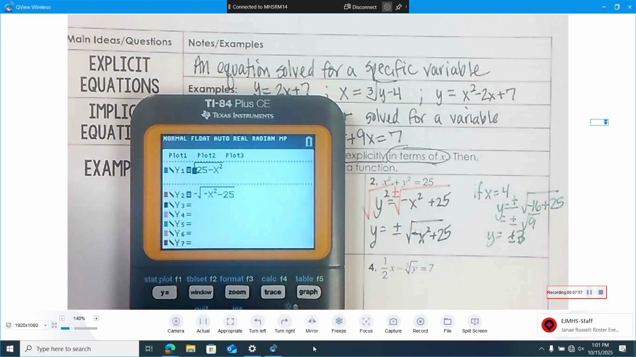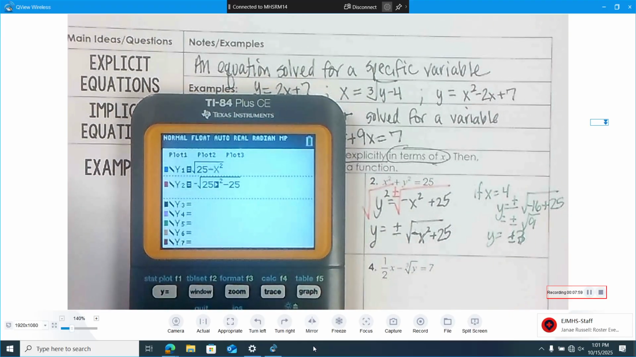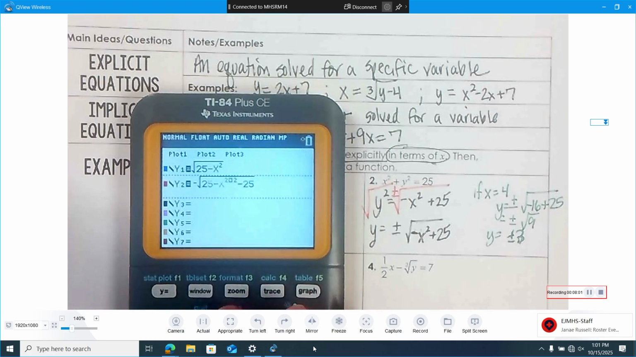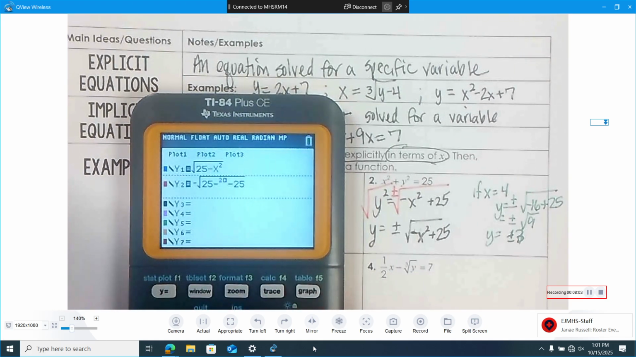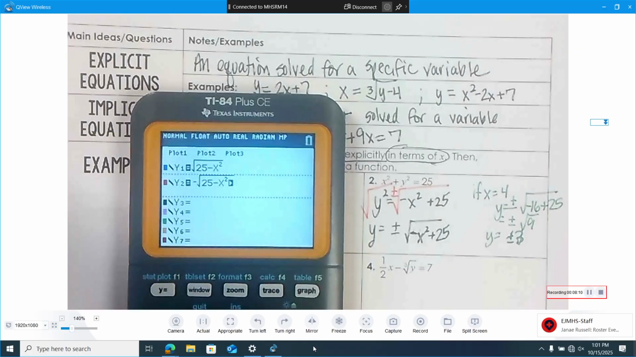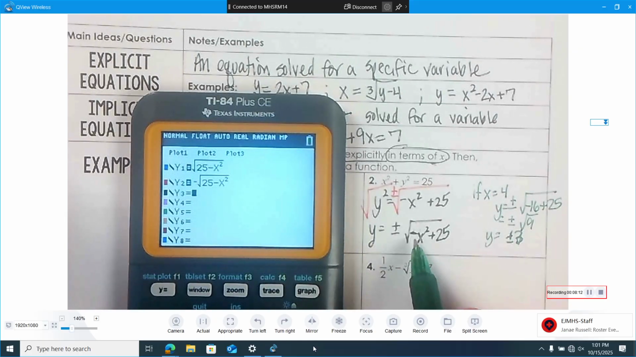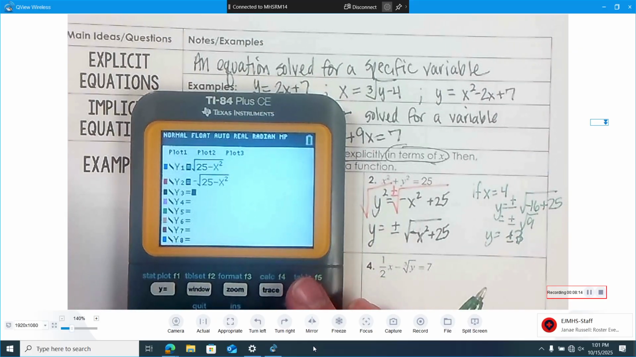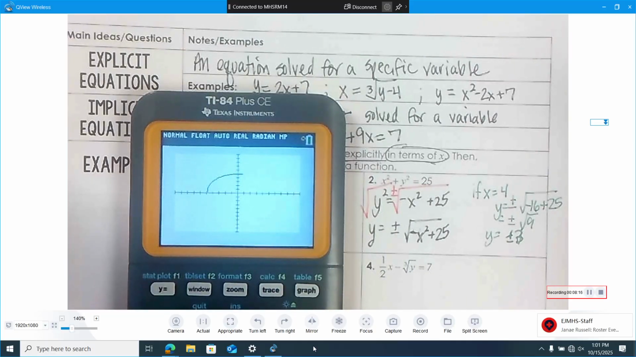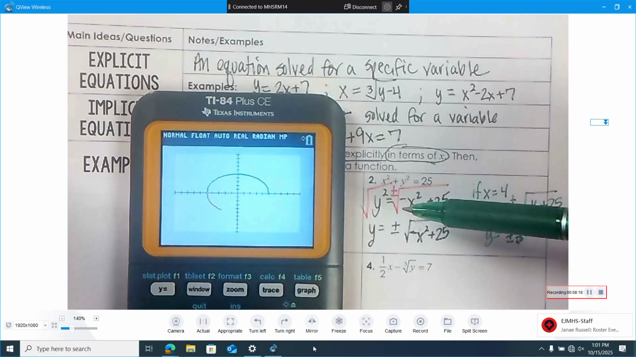Hold on. Let me change that around. 25 minus x squared. Okay, x squared, sorry. For some reason, I don't know why it doesn't like it in that form, but this is the same exact thing. Okay, so it should be a circle, even though it doesn't look like a circle.